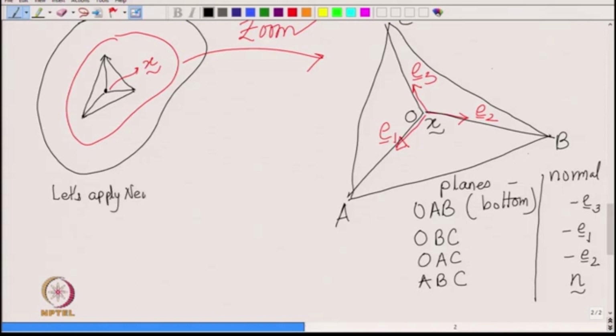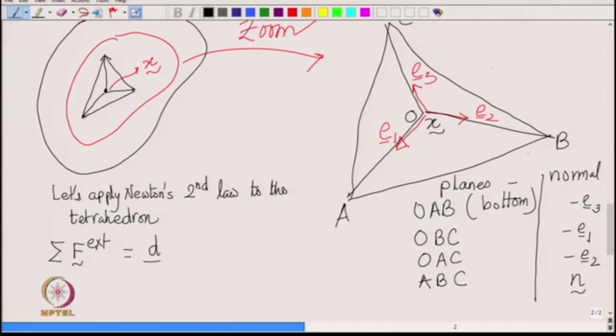So, to do that, let us apply Newton's second law to the tetrahedron. Which tells us that net external force on any body, which in this case is the tetrahedron, has to be equal to rate of change of linear momentum of that body. Very simple Newton's second law, where P is the momentum.